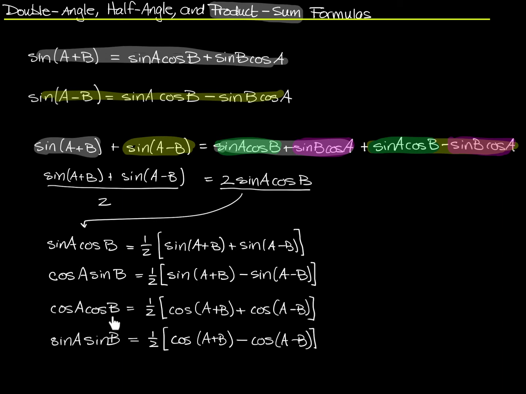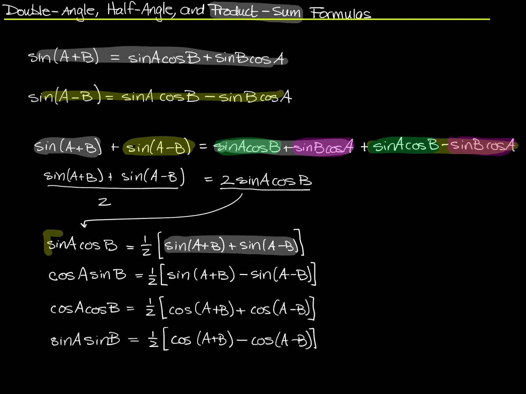Then I have the product of two cosines, cosine of A and cosine of B, and the product of two sines. On the right-hand side, every single one of these is made up of a sine of an A plus B and a sine of an A minus B. Every other one is a plus, every other one is a minus. And if you take this piece of the formula and play around with it, you end up with the entire formula.